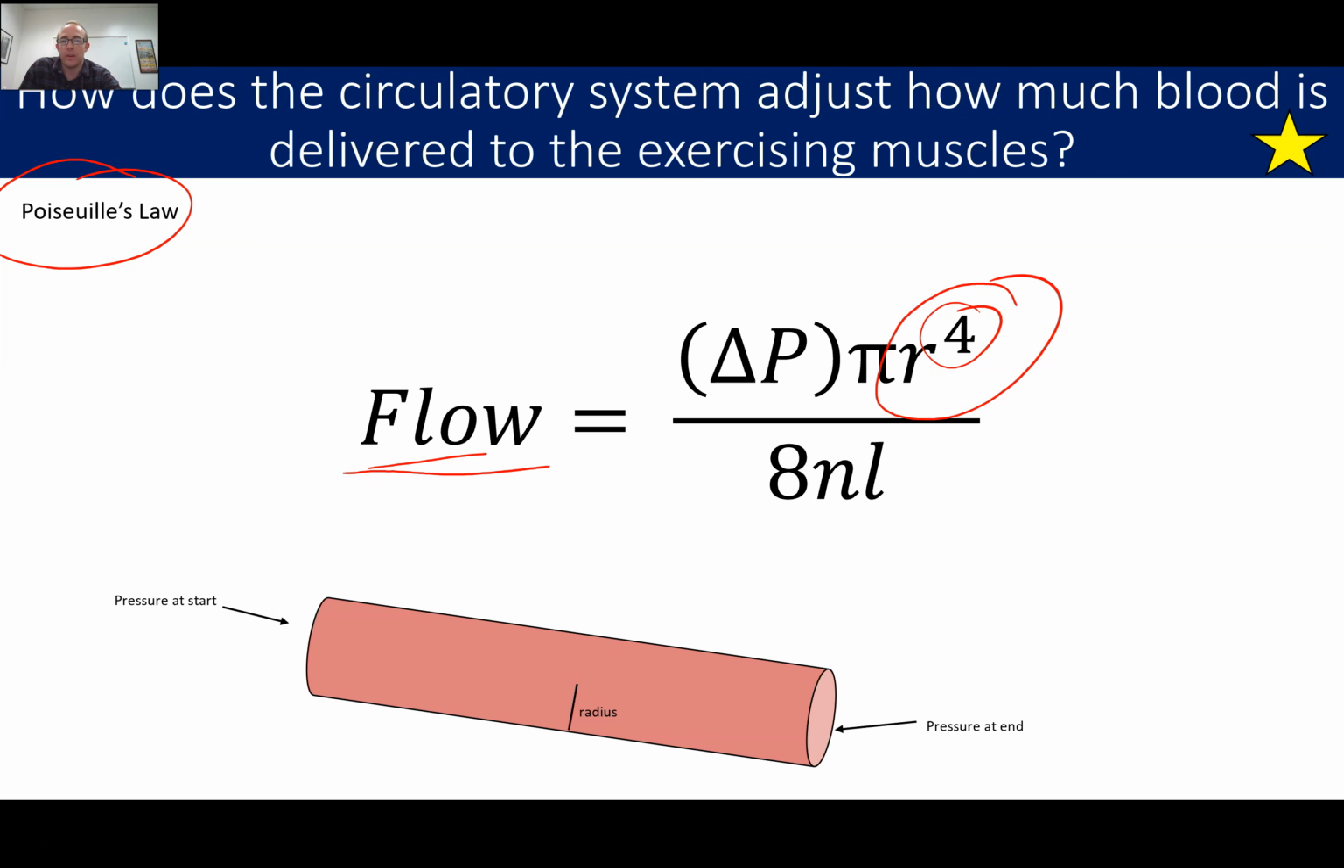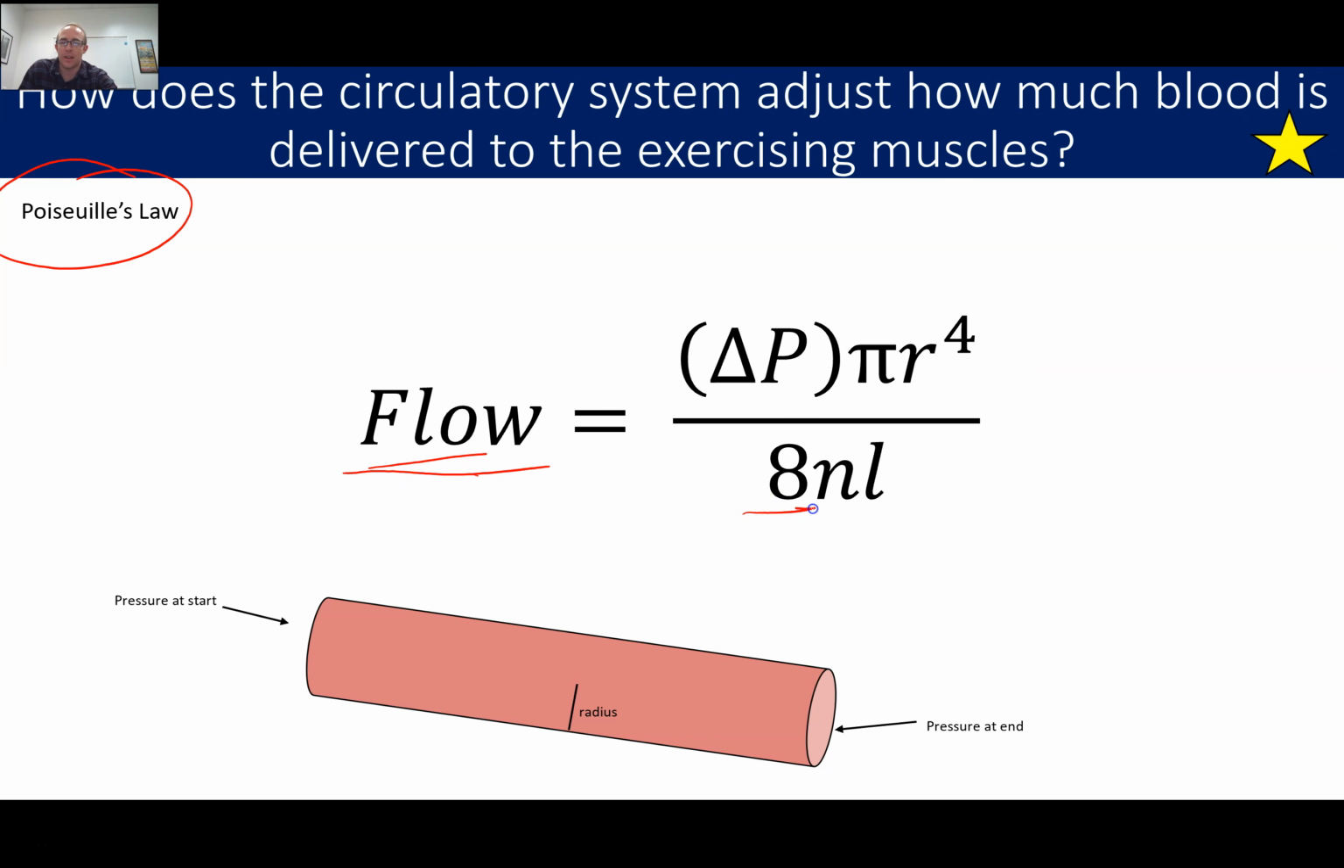Let's say we doubled the change in pressure or we doubled the radius, they would have drastically different effects. Doubling the pressure would double flow. Doubling radius would do something like increase it 16 times, right? So small changes in radius have a big change in flow, and that's one of the things that your body's really going to manipulate is that radius.